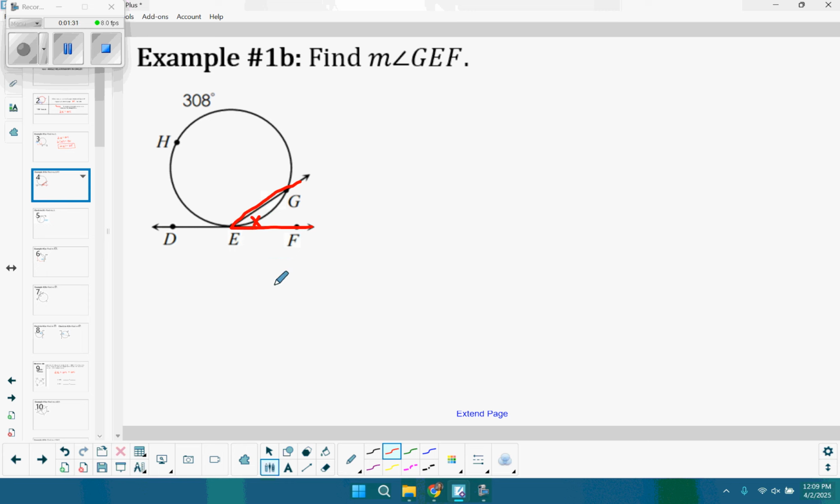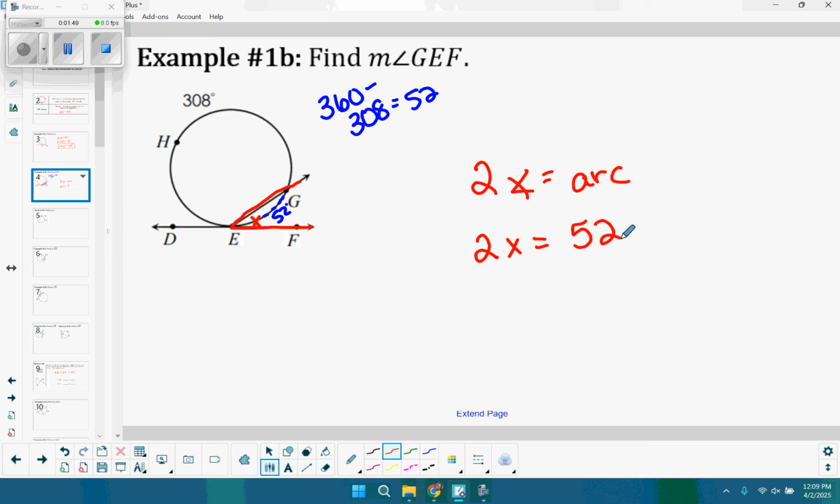So to get arc GE first, 360 minus 308 would be 52. So this arc is 52 degrees. So if 2 times the angle is equal to the arc, 2 times x is equal to 52, and we would divide by 2 and get 26. So the measure of angle GEF is 26 degrees.